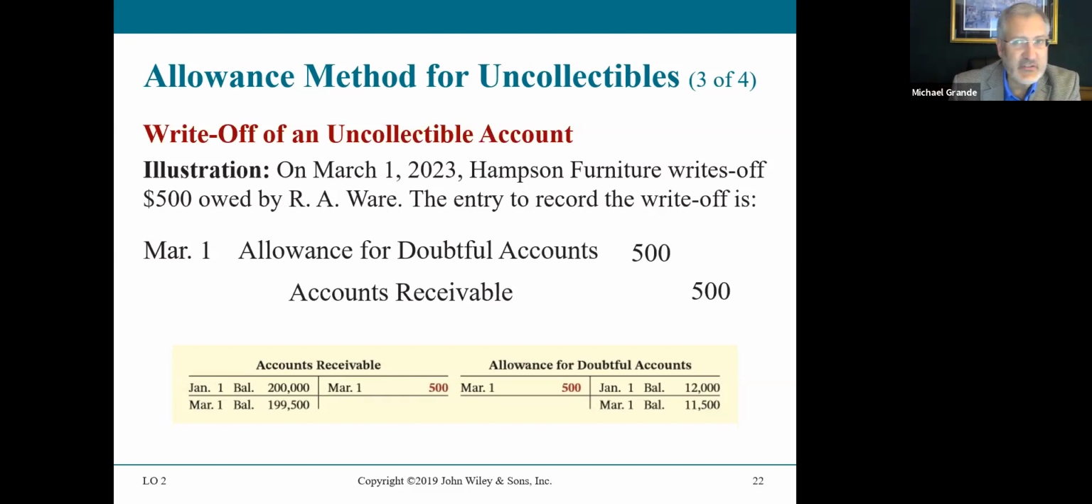This journal entry does not affect the income statement, does not affect bad debt expense. We're reducing the allowance because we made provision for this in a previous accounting period. So we debit the allowance for doubtful accounts, write off the receivable with the credit.